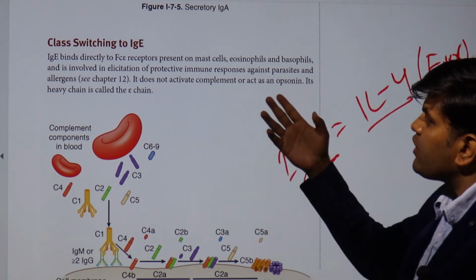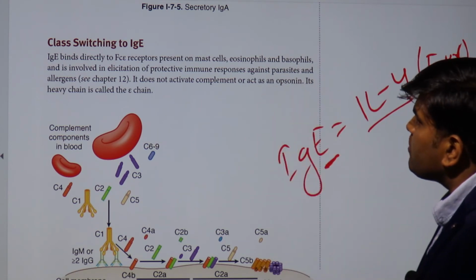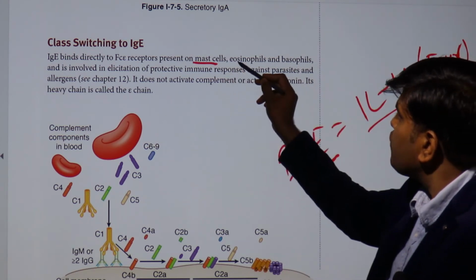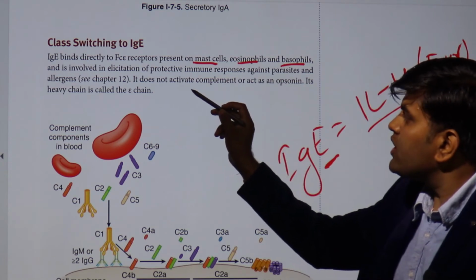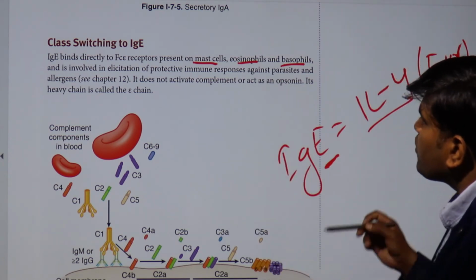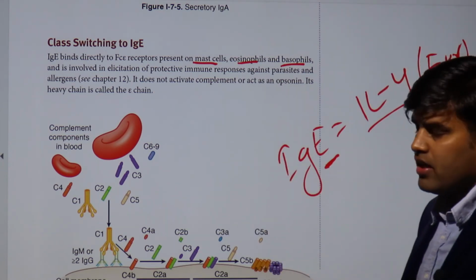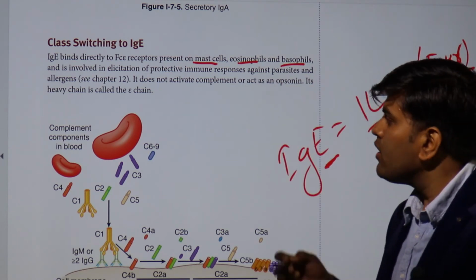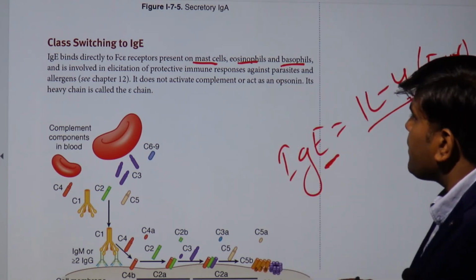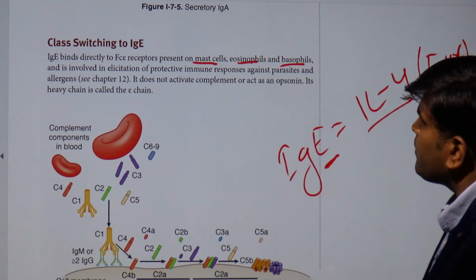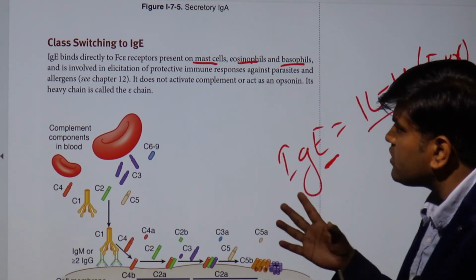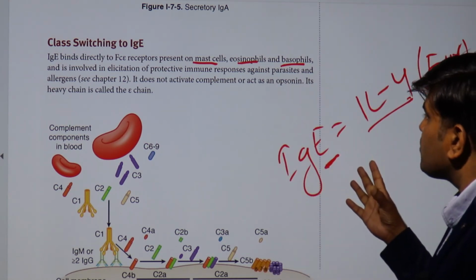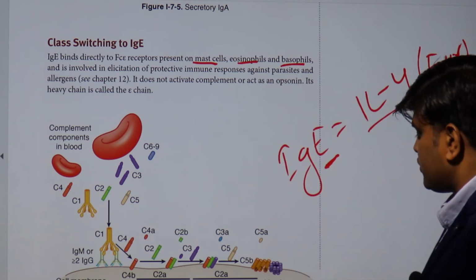So IgE binds directly to the FcE, the epsilon receptor present on the mast cell, eosinophil and basophil, and is involved in the initiation of the protective immune response against parasites and allergens. So they have a role against parasites and allergens. It does not activate complement or act as an opsonin. So it doesn't activate complement, and it does not act as an opsonin. Its heavy chain is called the epsilon chain.